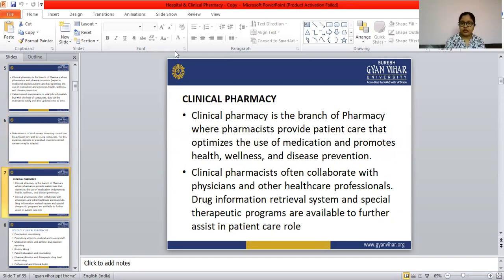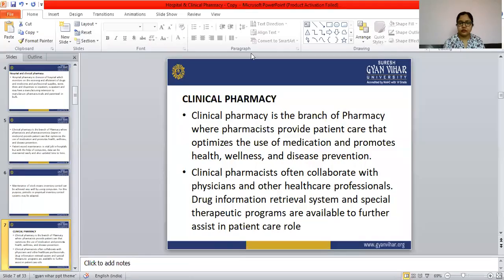Next up, let's see the uses of the computer in the clinical pharmacy.